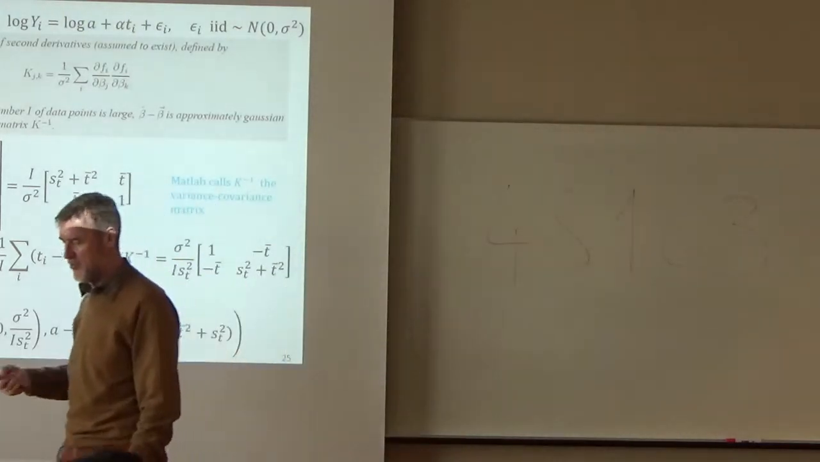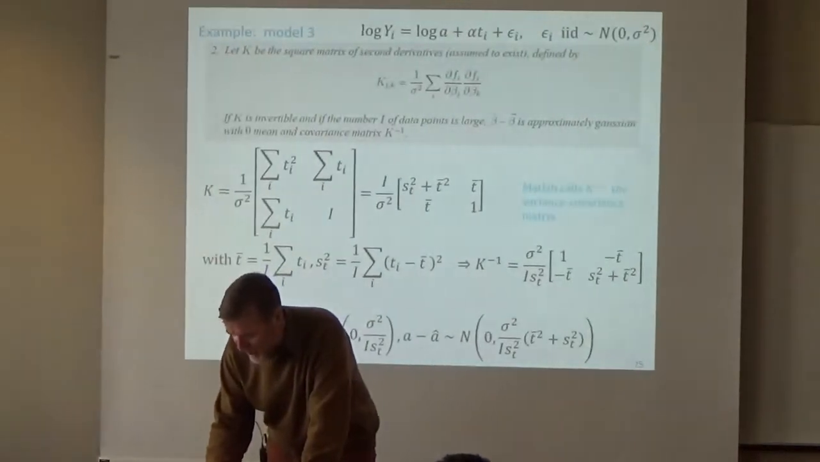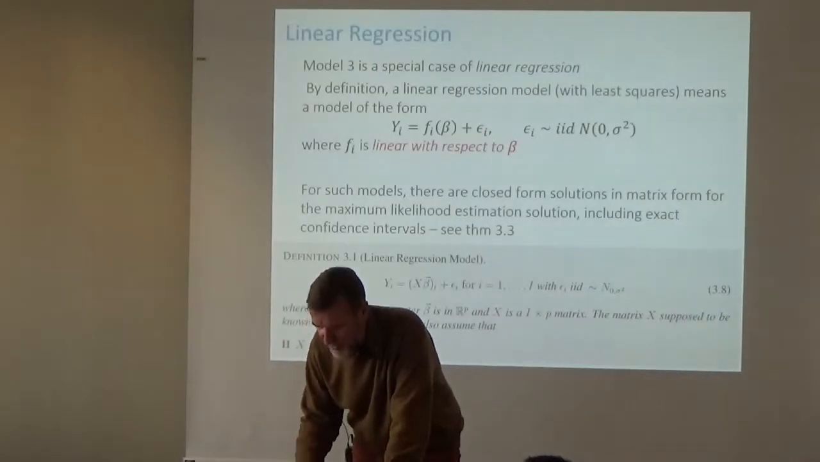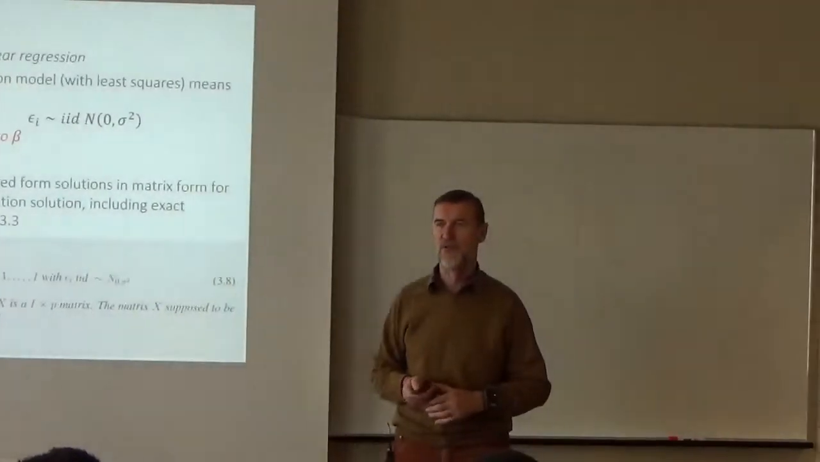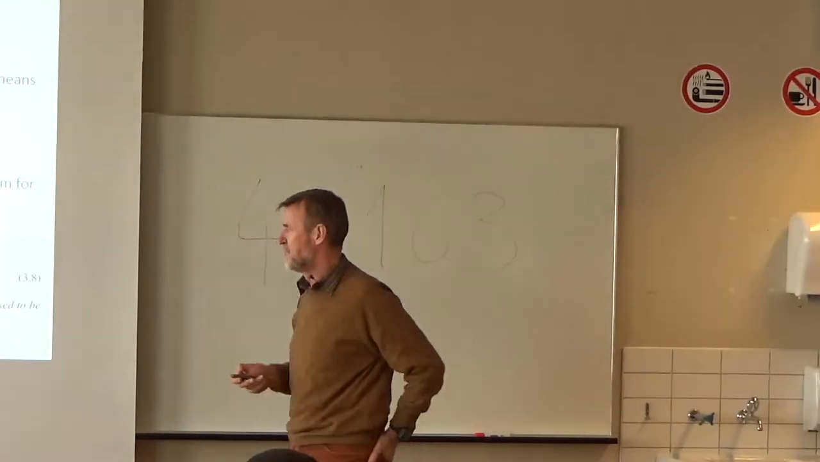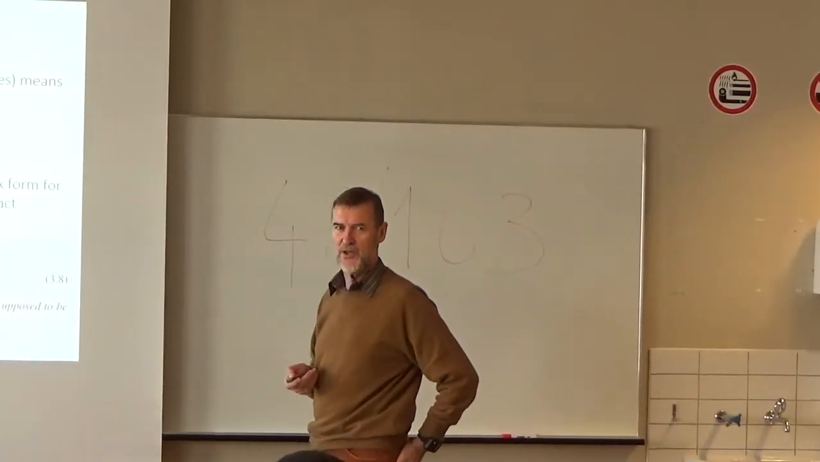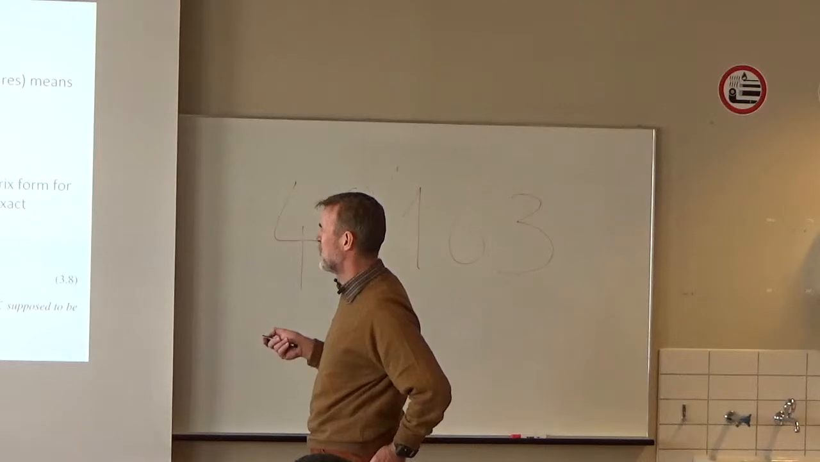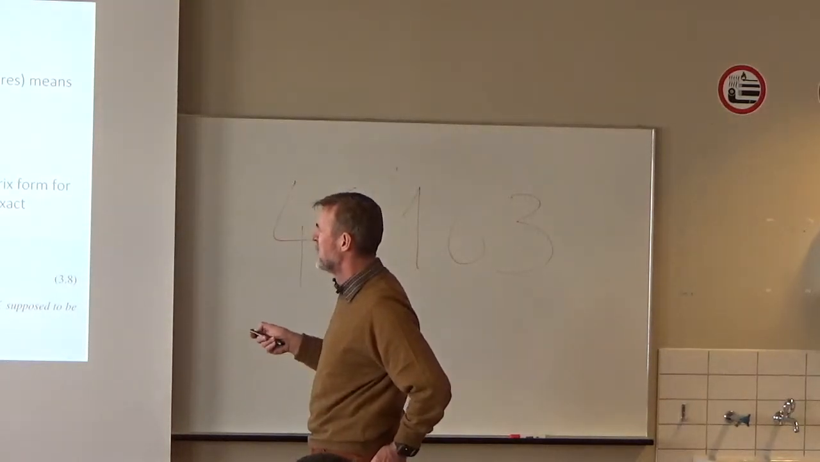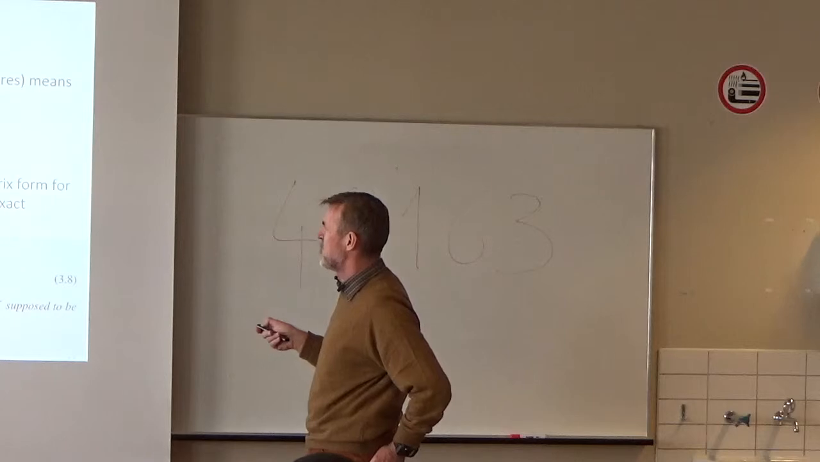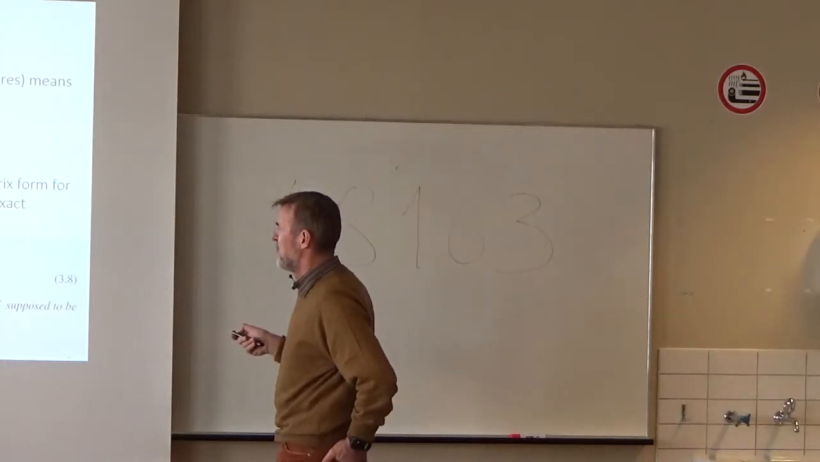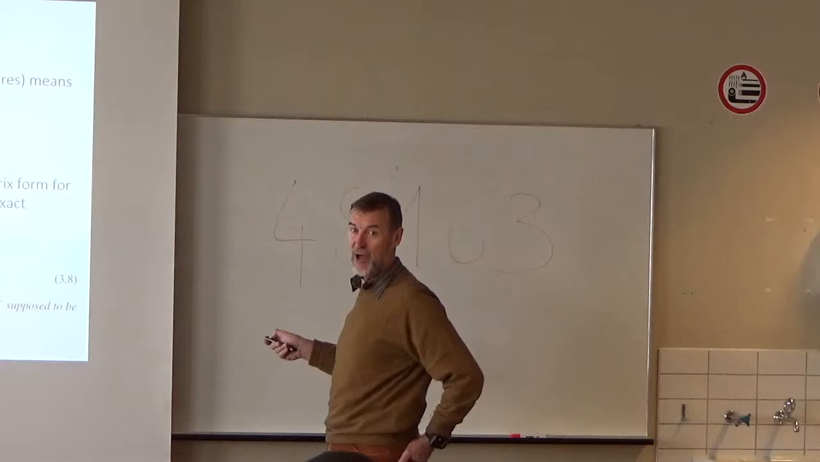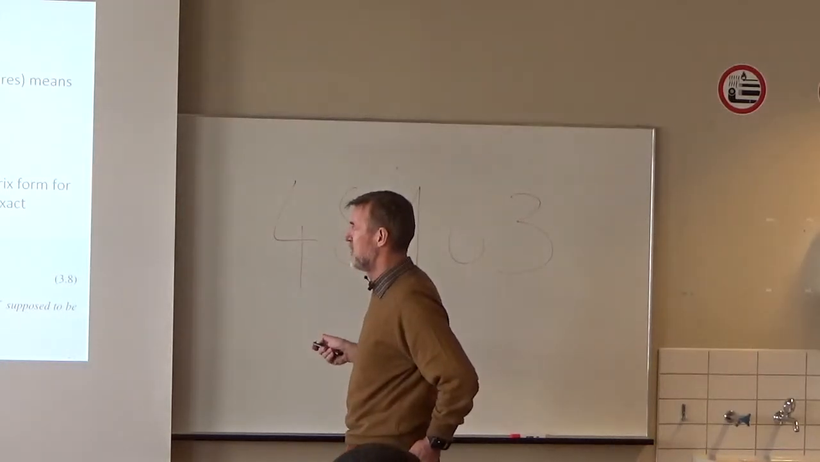So the next important thing to know is that if you have linear regression, then good news, there are closed form expressions in matrix form for doing the estimation. So we will not have to solve a complex optimization problem. So the model 3 that I've just shown is a special case of linear regression. In general, a linear regression model is of this kind. By default, when people say linear regression model, practically invariably, they mean with least squares. So it means exactly this model.